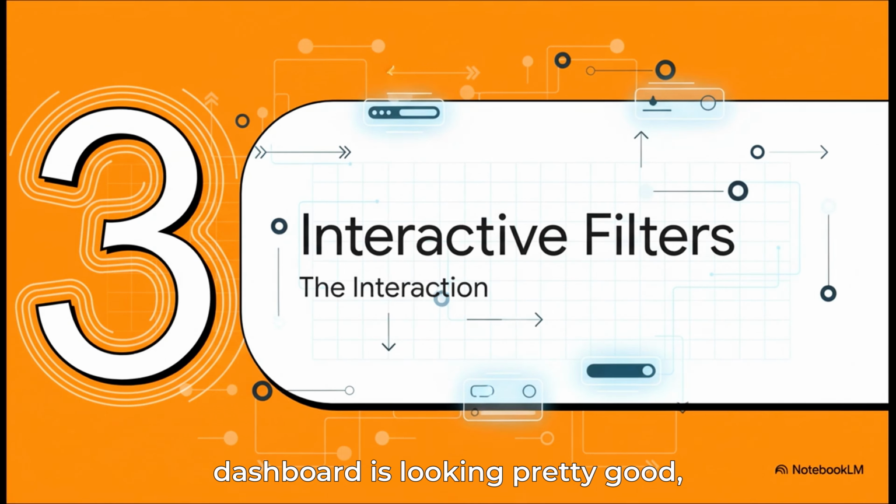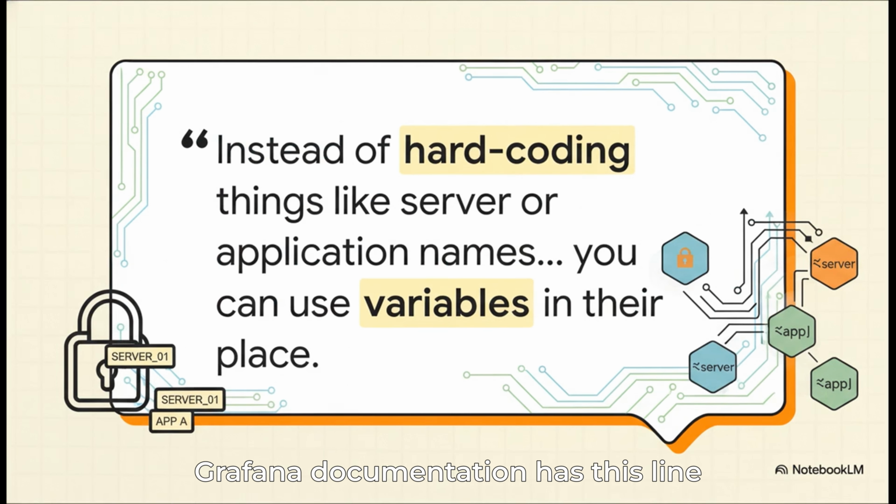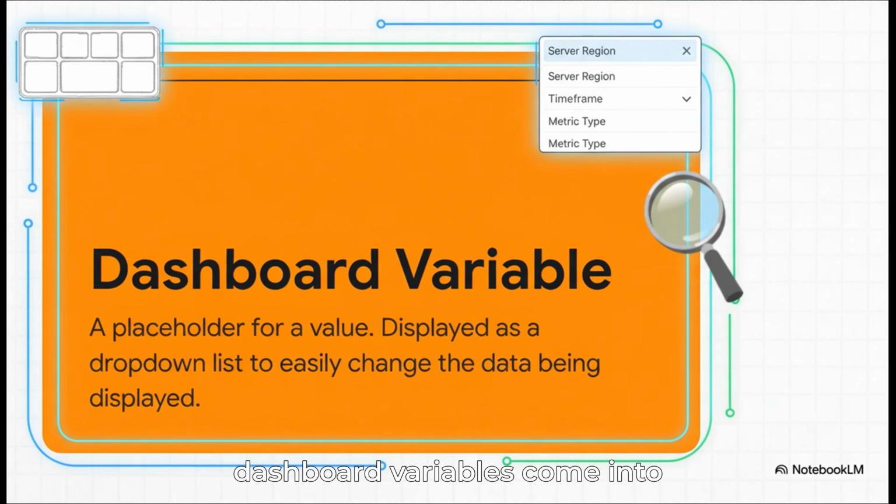Okay, our dashboard is looking pretty good, but it's totally static. A good dashboard is nice, but a great dashboard is one you can actually play with. So let's add a filter and make this thing dynamic. The official Grafana documentation has this line that just nails why this next part is so important. Basically, hard coding stuff is fragile and clunky. Using variables, that's where the real power is. And this is where dashboard variables come into play.